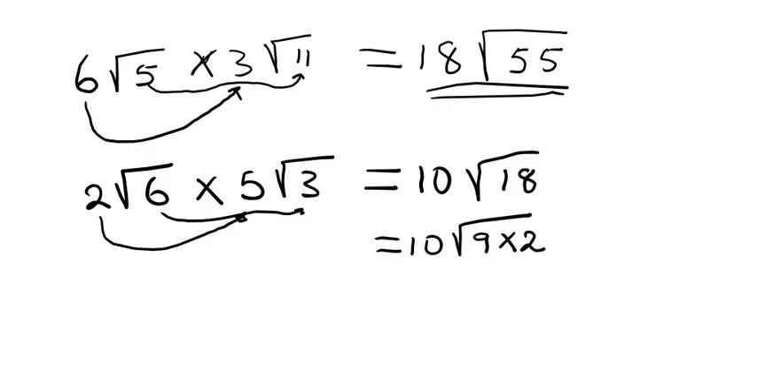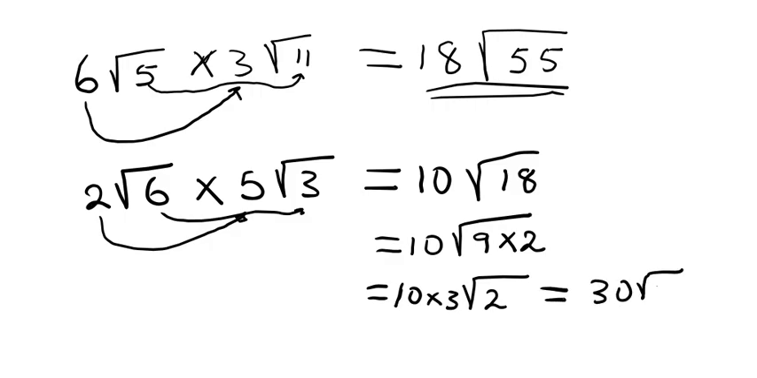So here we're going to have 10, square root of 9 is 3. So you're going to bring it out, multiply by 3. Then square root of 2. Then 10 multiplied by 3 will give us 30. It's going to be 30 root 2. We cannot proceed any further because we have got to the surd. 2 is not a perfect square, so we leave our answer there. Okay, let's go ahead.